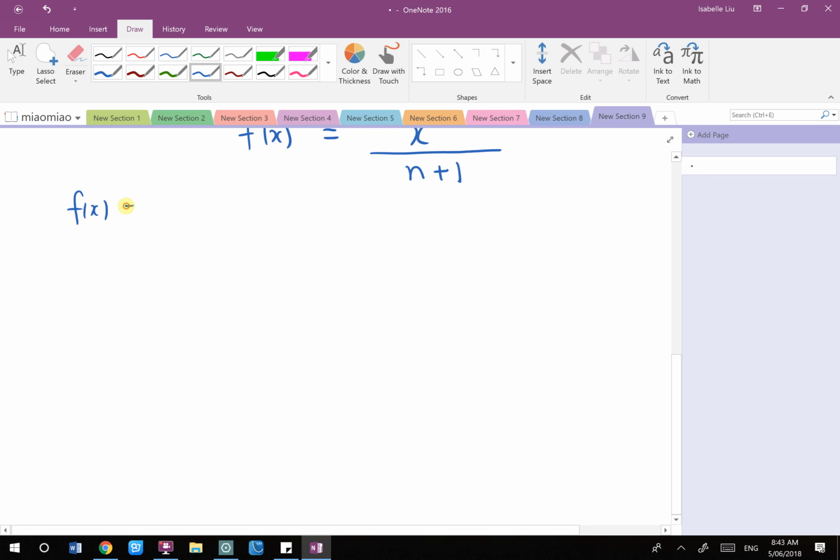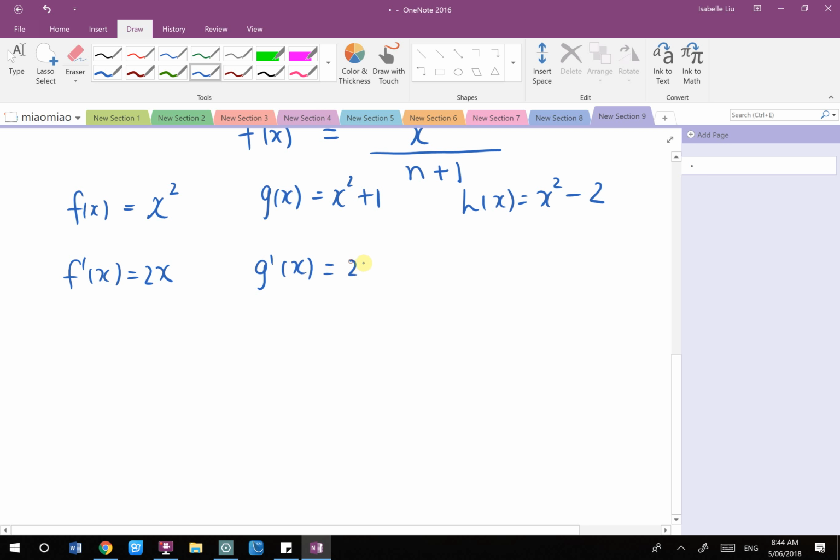f(x) equals x to the power of 2, g(x) equals x to the power of 2 plus 1, h(x) equals x to the power of 2 minus 2. We find the derivative for all of that. So f dash x will be 2x, g dash x equals 2x, h dash x equals 2x. They all have the same derivative.